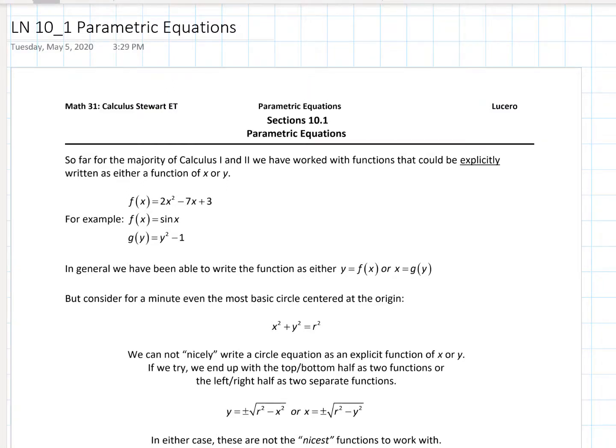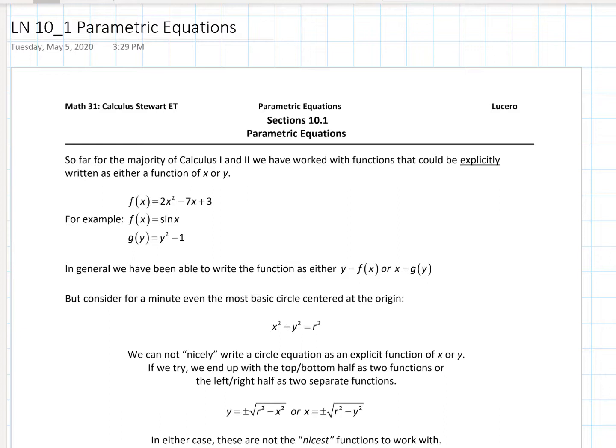Section 10.1, Parametric Equations, and hopefully this is mostly a review from the parametric equations that you studied in your pre-calculus courses. But let's just go over a quick overview. What are parametric equations before we head into the next section, 10.2, where we actually talk about the calculus of parametric equations.